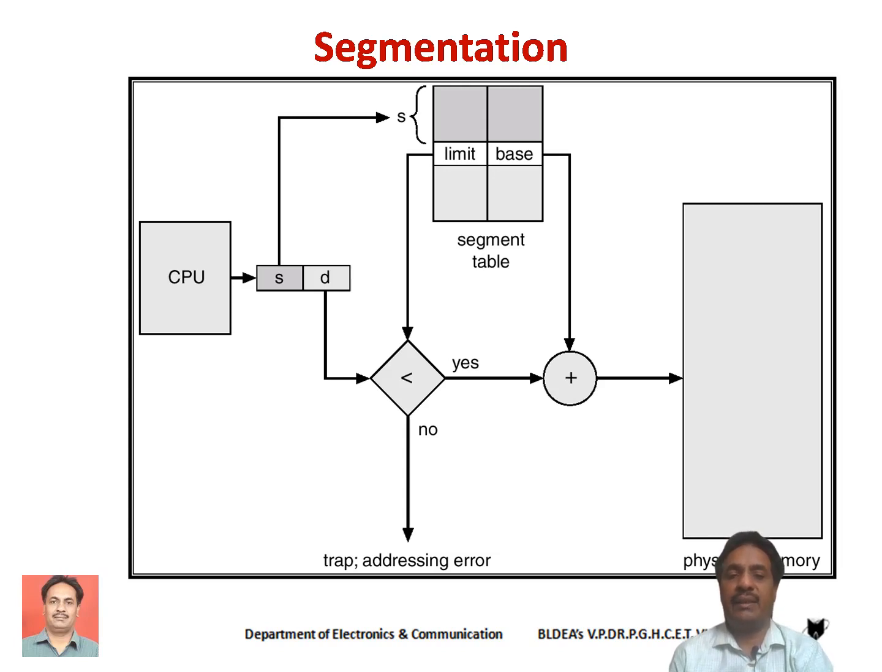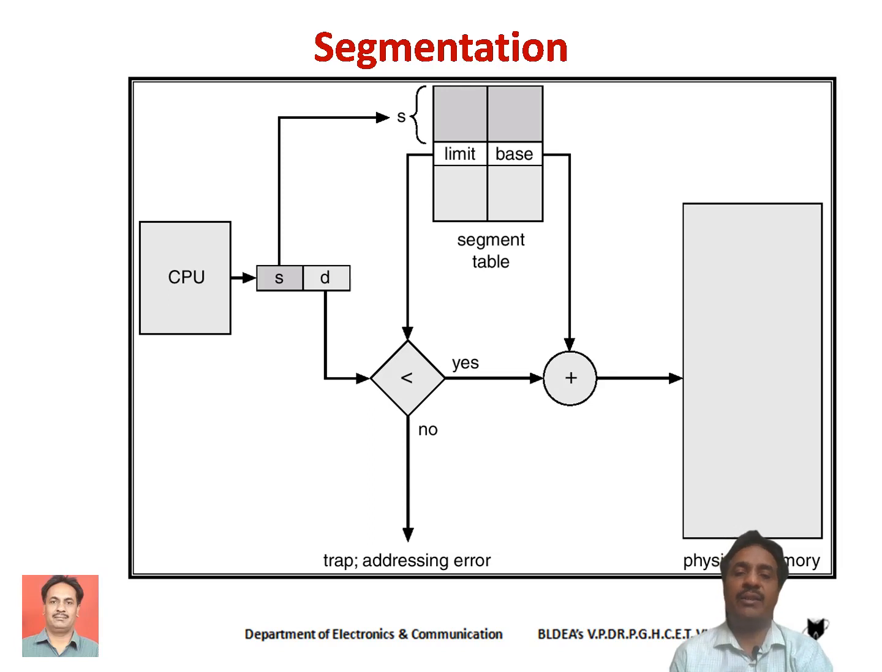This segment number is used to obtain the starting address of that segment in the physical memory by using the segment table. We first consider this segment number and use it to obtain the starting address of that particular segment in memory with the help of the segment table. Then D, as we discussed, is the offset. We are going to check whether this D is less than the limit value of the segment. As we discussed, limit contains the size of the segment.